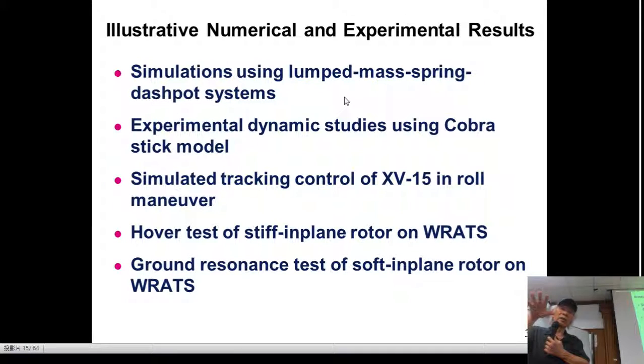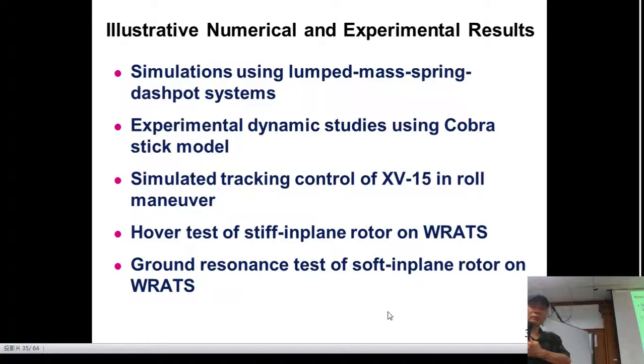The Cobra helicopter itself is not really a stable helicopter. So the pilot has to be very careful, otherwise it can become unstable. If unstable, then it can crash. You might have heard a lot of stories about Cobras. They crash.